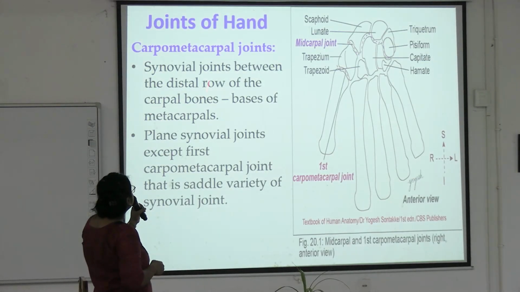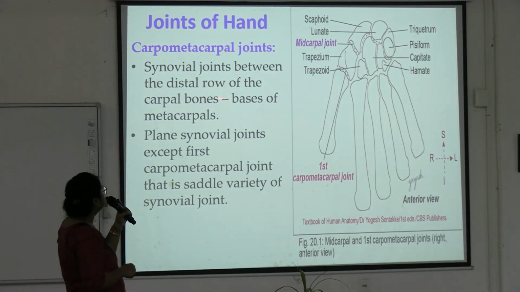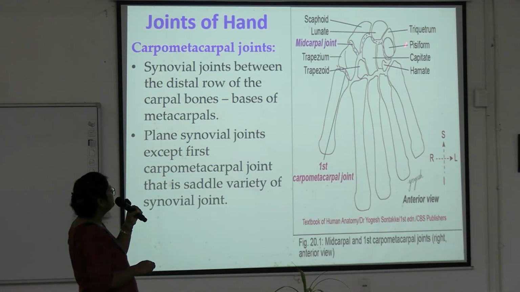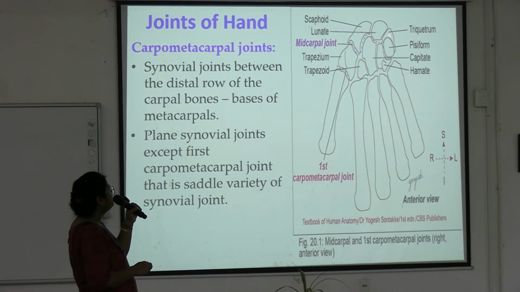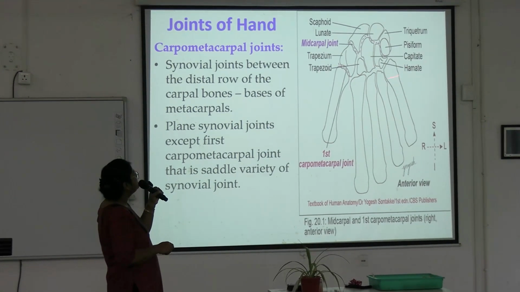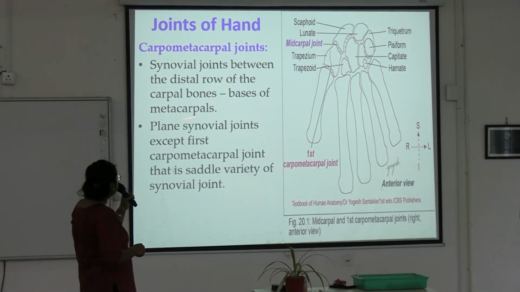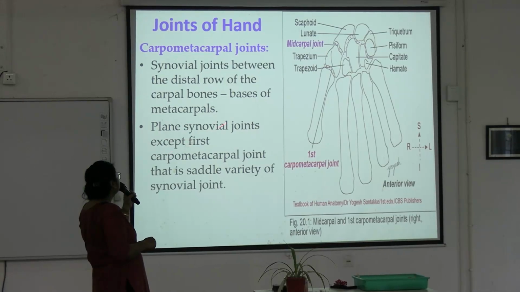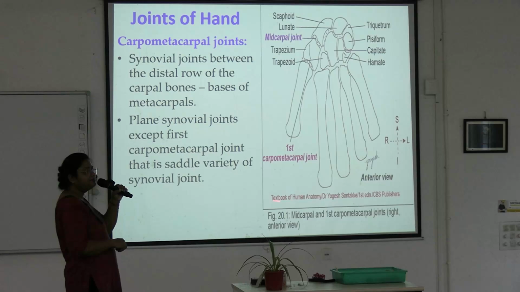Okay, so carpometacarpal joint. It is a synovial joint between the distal row of the carpal bones and the base of the metacarpals. See, this is the distal row of the carpal bones formed by the trapezium, trapezoid, capitate and hamate, and they are joining with the base of the metacarpals to form the carpometacarpal joints, and they are forming plain synovial joints except the first carpometacarpal joint, which is a saddle type of synovial joint.